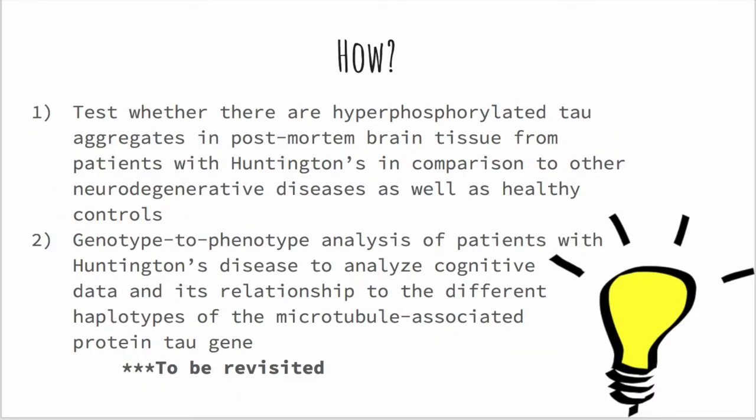There are multiple experiments going on in the study, the first of which is that the researchers are trying to test whether there are hypophosphorylated tau aggregates in postmortem brain tissues from patients with Huntington's and are comparing these samples to postmortem brain tissue from other neurodegenerative diseases as well as from healthy controls. Next, the second part of the study involves the researchers doing a genotype to phenotype analysis of patients with Huntington's disease to analyze cognitive data and its relationship to the different haplotypes of the microtubule-associated protein tau gene. We will be focusing on this idea in the presentation as the experiment yields some fascinating and actually quite surprising results.